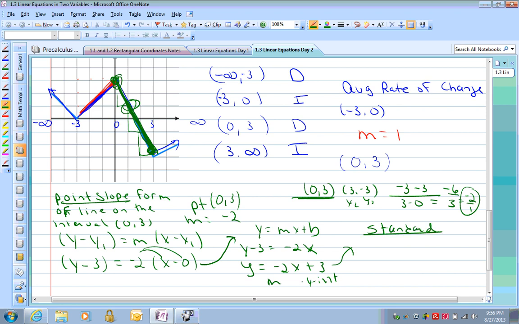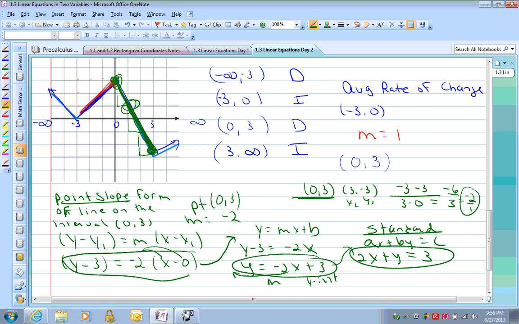So standard form we know is ax plus by equals c. We need the x value to move to this side, so we would have a positive 2x. We would keep the y, and that would equal 3. And there you have standard form, slope-intercept form, and point-slope form. But I want us to start with point-slope form because we can use any point along the line that we have.